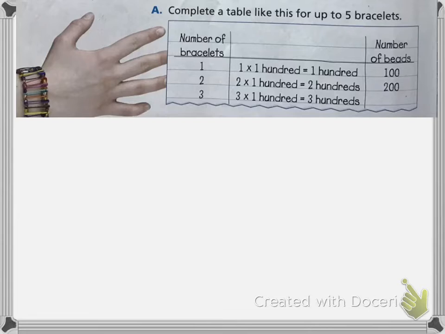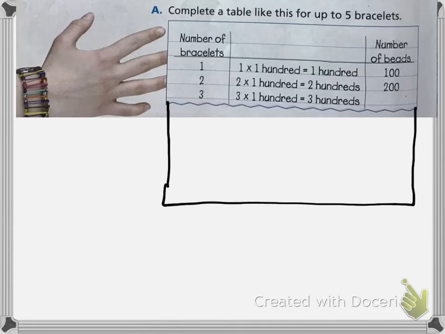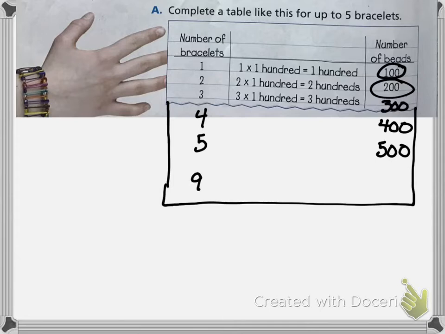Okay, we sort of did that on the other side there a little bit, but that's okay. Remember, you're not writing this down yet, boys and girls. Okay, so 1 bracelet takes 100 beads. 2 bracelets takes 200 beads. 3 bracelets would take 300 beads. 4 bracelets would take 400 beads. And 5 bracelets would take 500 beads. Okay, so if we're following that pattern, if we had 9 bracelets, we would know that it would take 900 beads.